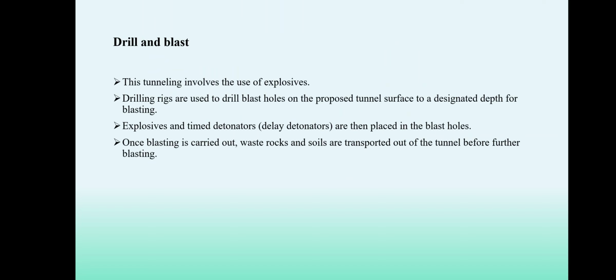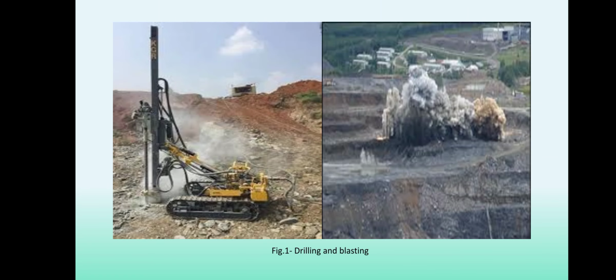Drill and blast method. This tunneling involves the use of explosives. Drilling rigs are used to drill blast holes on the proposed tunnel surface to a designated depth for blasting. Explosive and time detonators are then placed in the blast holes. Time detonators are delayed detonators. Once blasting is carried out, waste rock and soil are transported out of the tunnel before further blasting has to be done. These are the figures of drilling and blasting.